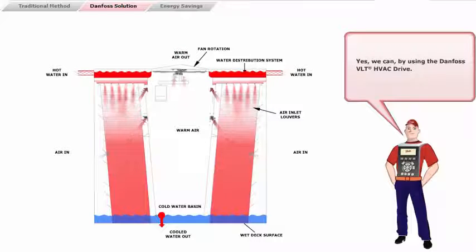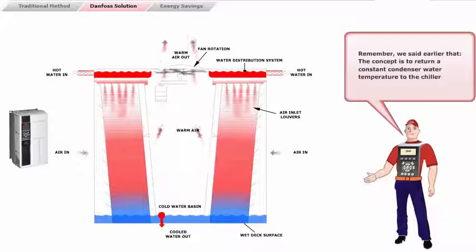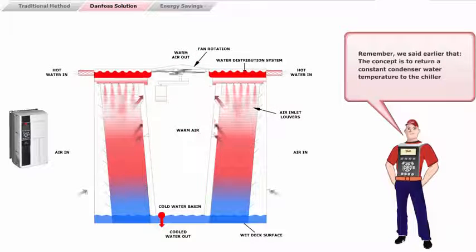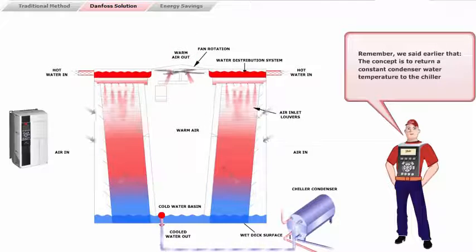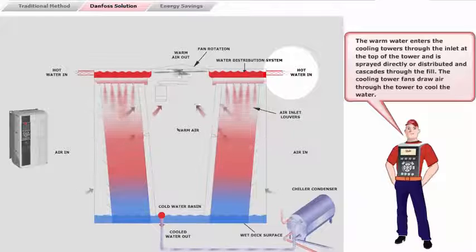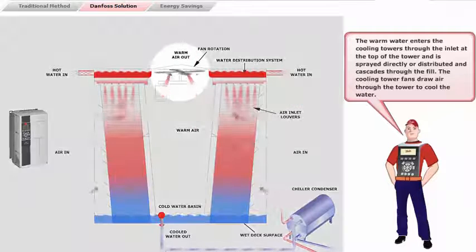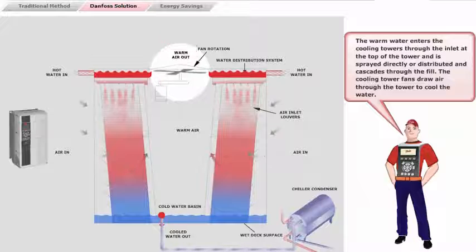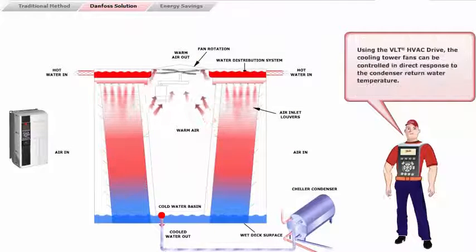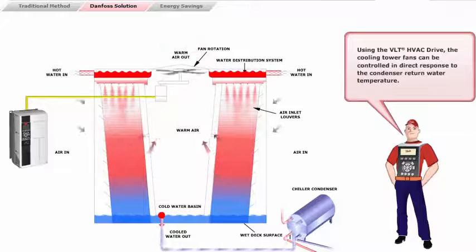Yes, we can, by using the Danfoss VLT HVAC drive. Remember, we said earlier that the concept is to return a constant condenser water temperature to the chiller. The warm water enters the cooling towers through the inlet at the top of the tower and is sprayed directly or distributed and cascades through the fill. The cooling tower fans draw air through the tower to cool the water. Using the VLT HVAC drive, the cooling tower fans can be controlled in direct response to the condenser return water temperature.